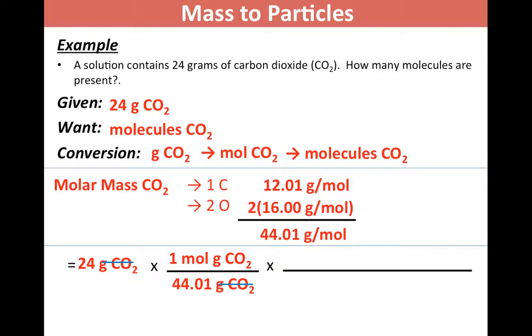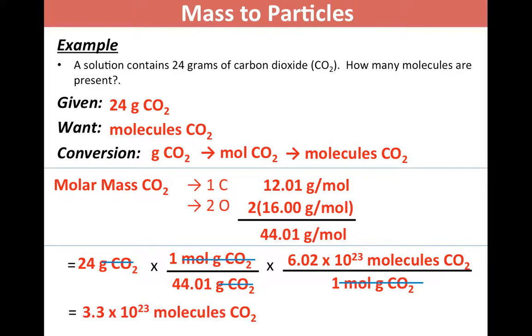Now I need to convert my moles to particles. So for every 1 mole, what goes on your denominator is 1 mole of carbon dioxide. You now have 6.02 times 10 to the 23 molecules of carbon dioxide. Ignore this gram here, that's a typo. So your moles of carbon dioxide cancels out, and you're left with the number of particles. So 3.3 times 10 to the 23.